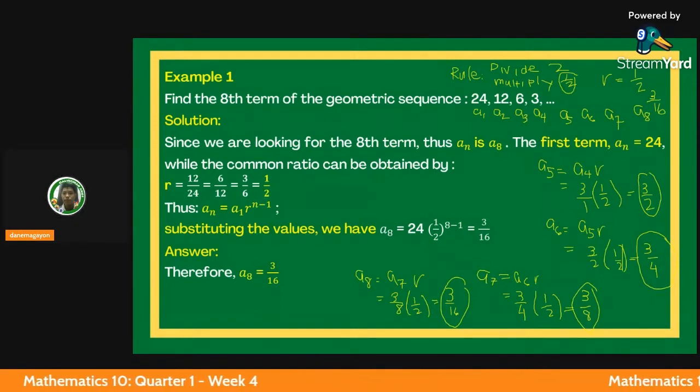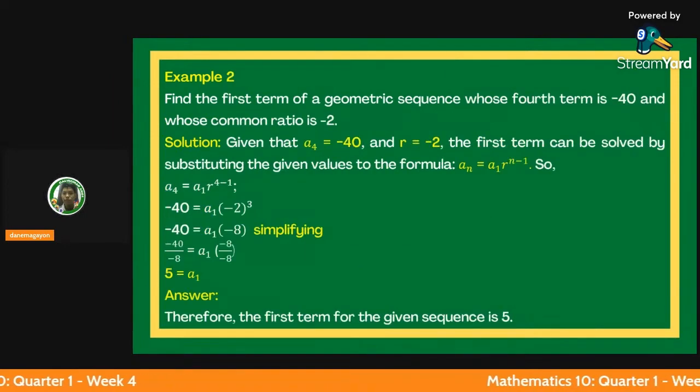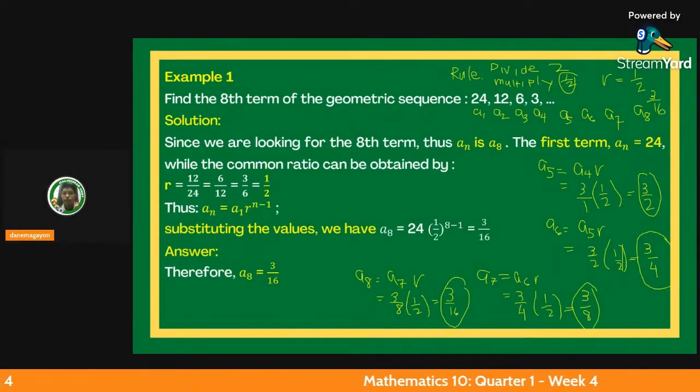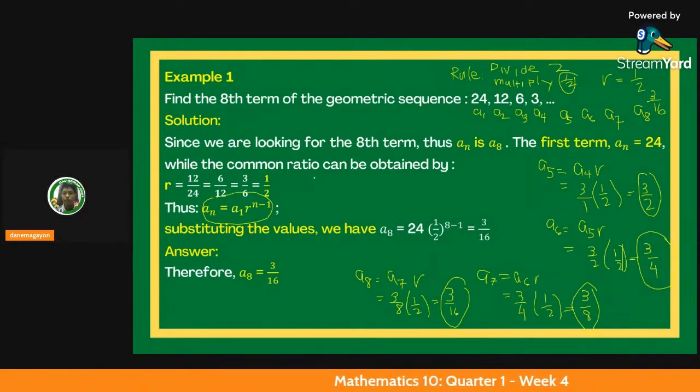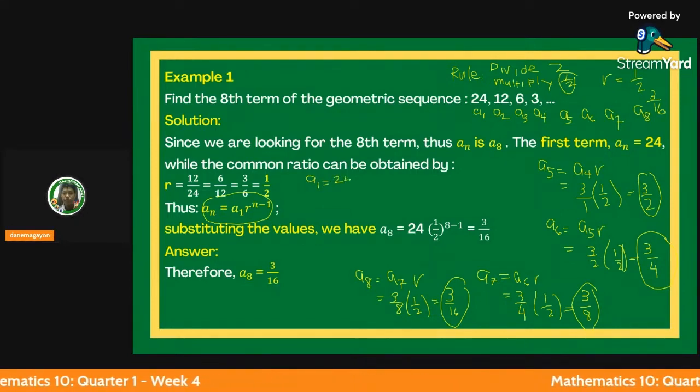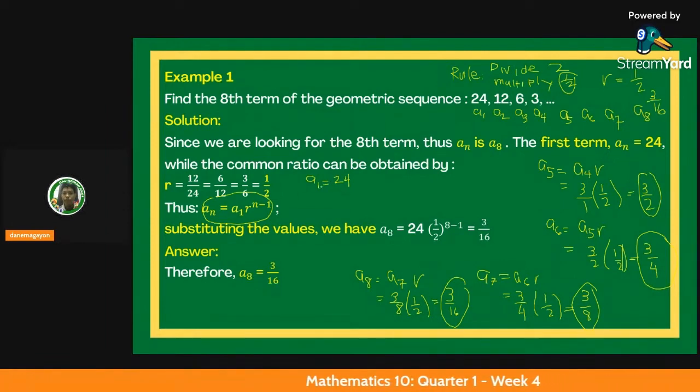Pero kasi if we will use the formula for n term, meron tayong procedure that we need to follow. Ito yung formula to be used. So we have a sub n equals to a sub 1 times r raised to n minus 1. So kailangan natin is a sub 1. So since a sub 1 is 24, no need to compute na siya kasi directly we can set a sub 1 as 24.